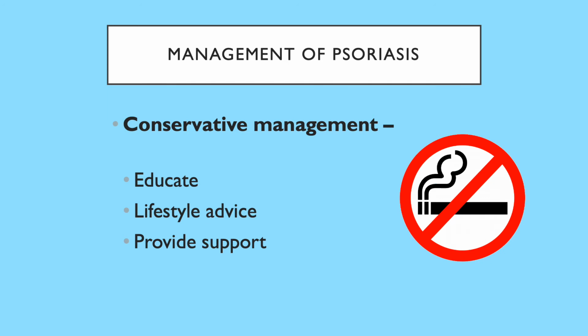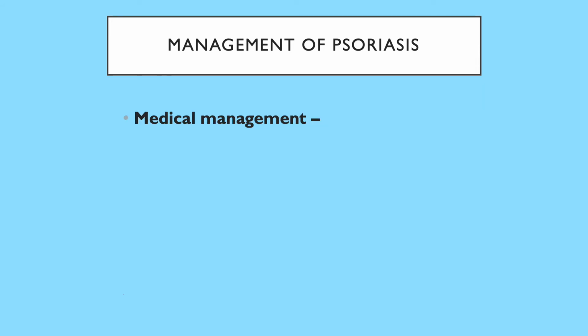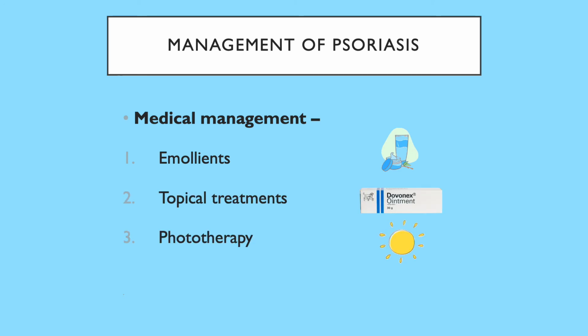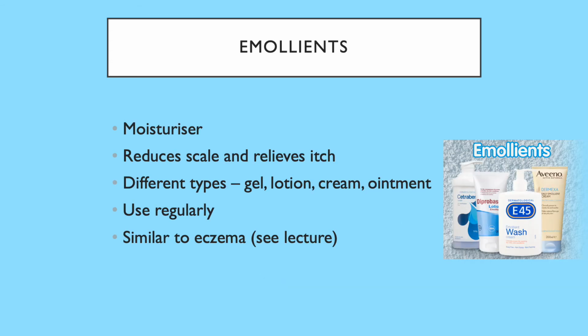Give general lifestyle advice to reduce the risk of flares, such as smoking cessation, avoiding excessive alcohol, and weight loss. Provide information on support groups and information leaflets from websites such as the British Association of Dermatologists. Medical management of psoriasis can be subdivided into 4 categories: emollients, topical treatments, phototherapy, and systemic treatments. We will look at each of these in turn.